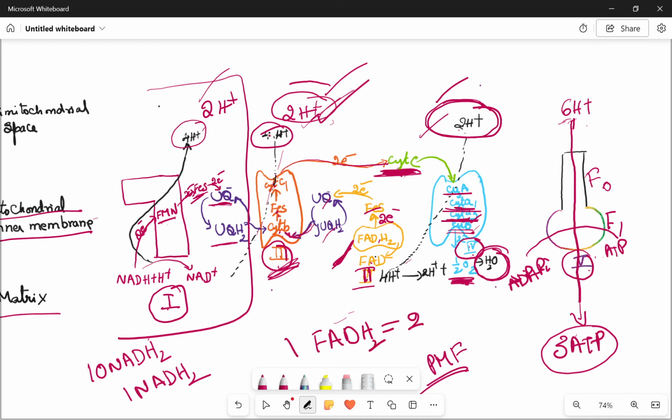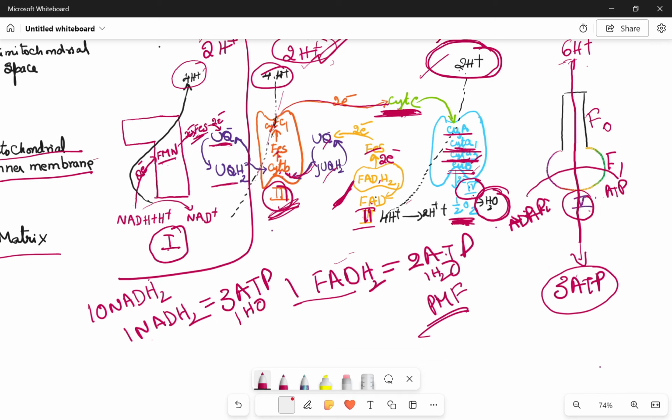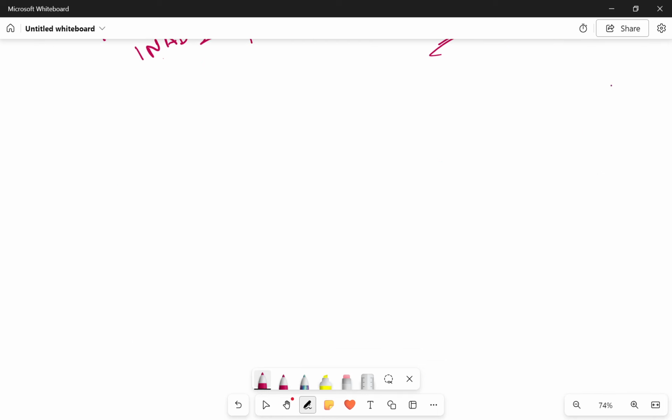For FADH2, 1 FADH2 is equal to 2 ATP. For 1 NADH2 is equal to 3 ATP. Like this you should count. Now, for 1 FADH2, 2 ATP and 1 water molecule. For 1 NADH2, 3 ATP and 1 water molecule. Now, come to this.